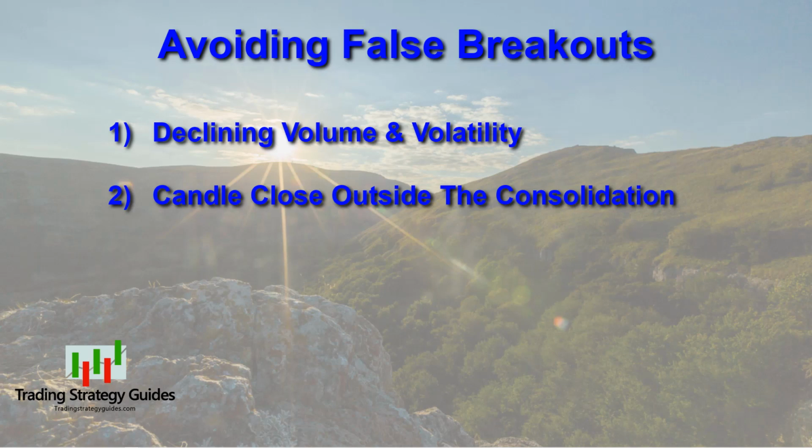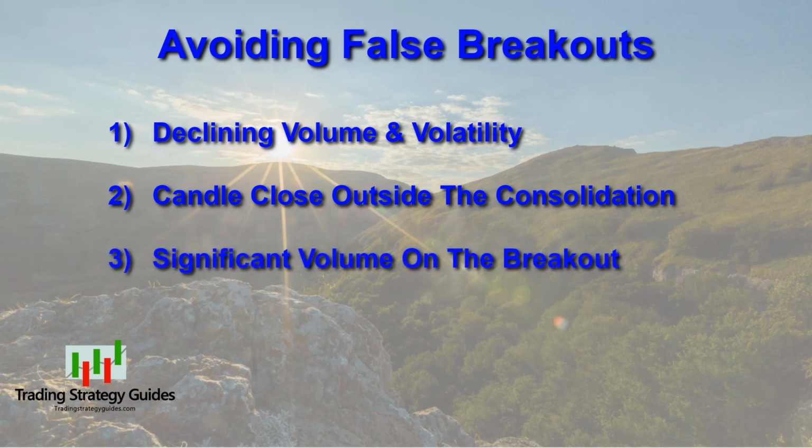So a daily close below the consolidation means longer-term traders are selling. And of course, the reverse is true for bullish breakouts. Number 3, I want to see significant volume on the candle close outside of the consolidation.